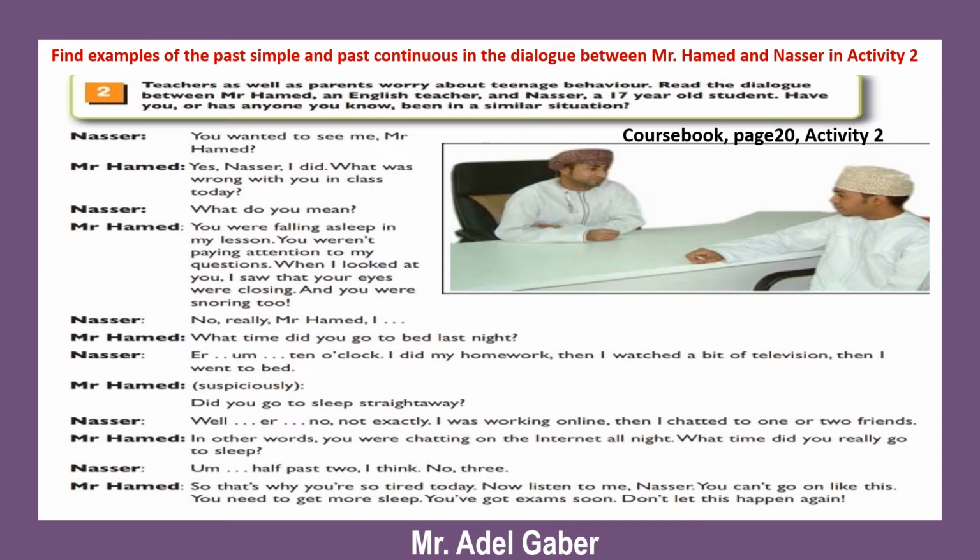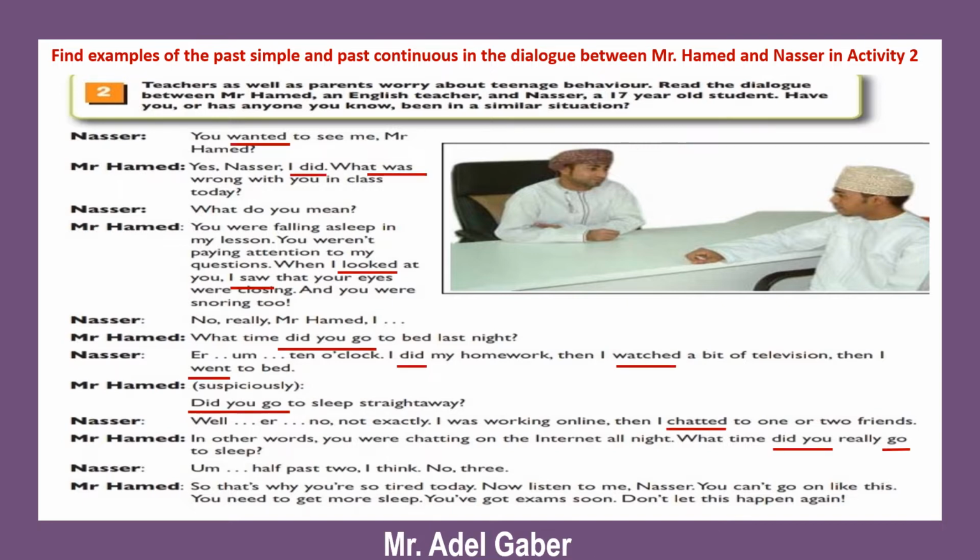Look at your course book, page 20, activity 2. Read this dialogue between Mr. Hamid and Nasser and find examples of the past simple and past continuous tenses. You have 4 minutes to read the dialogue and underline the verbs. These are examples of past simple verbs in this dialogue, like wanted, did, was, looked, saw, and so on.